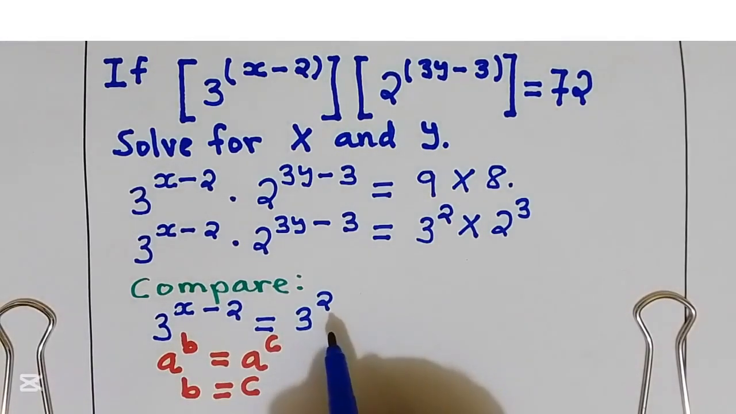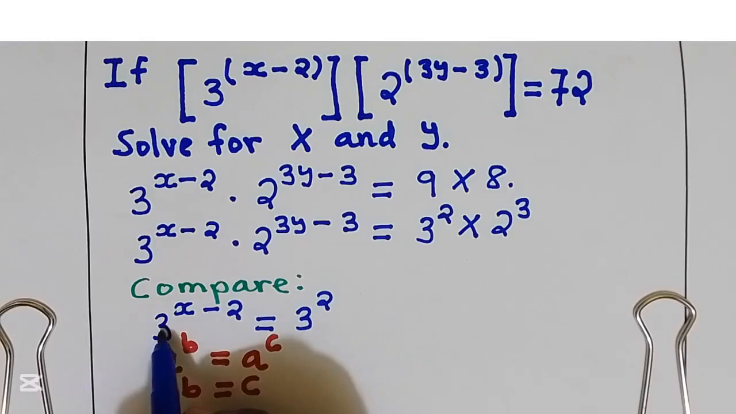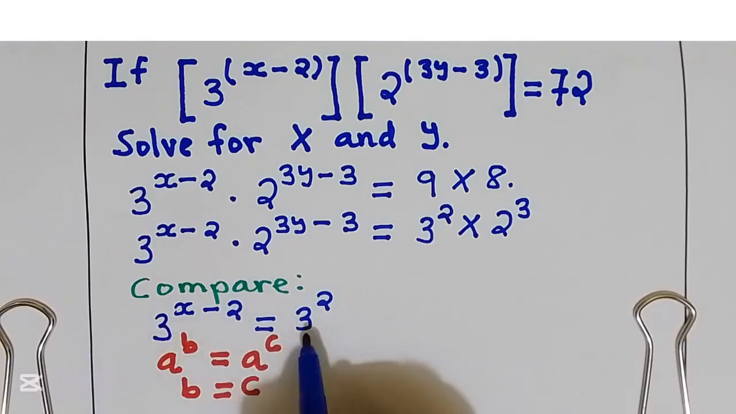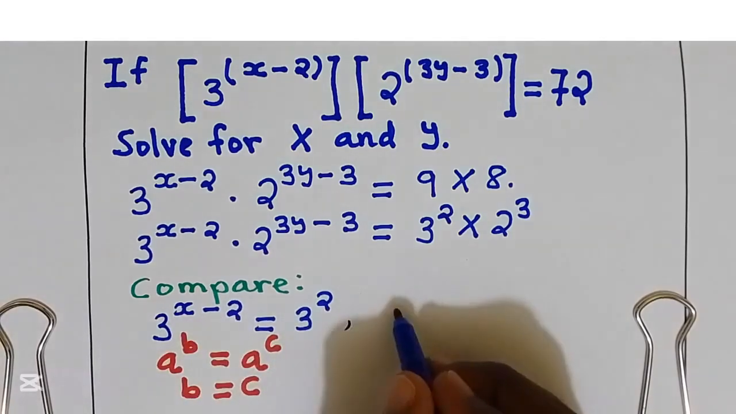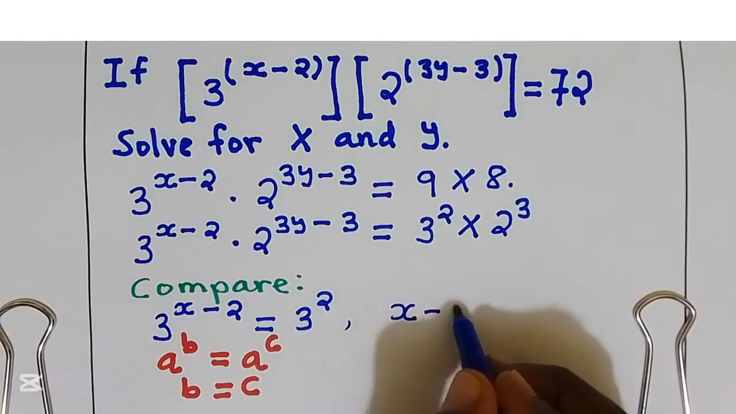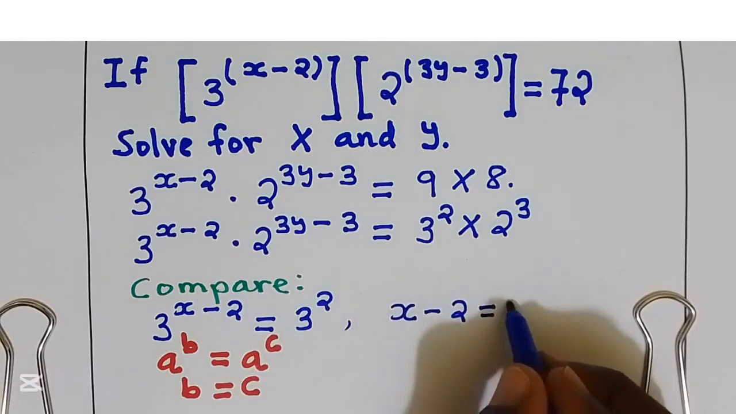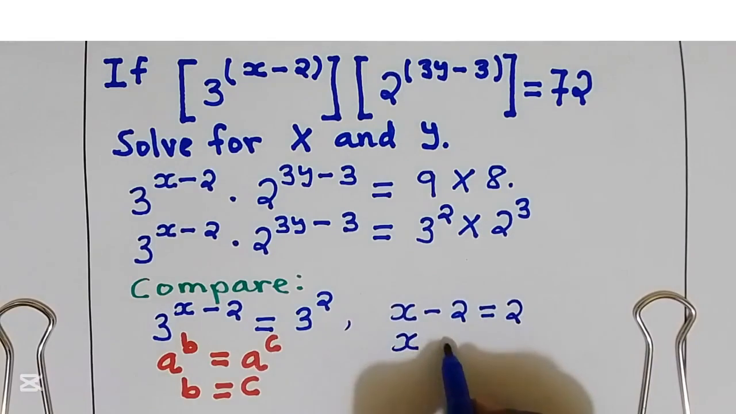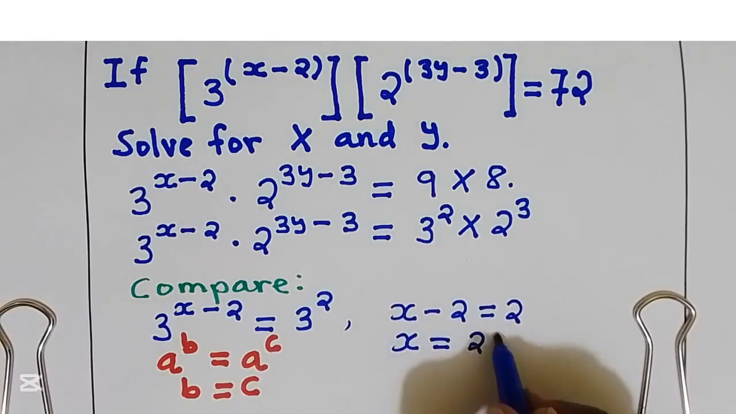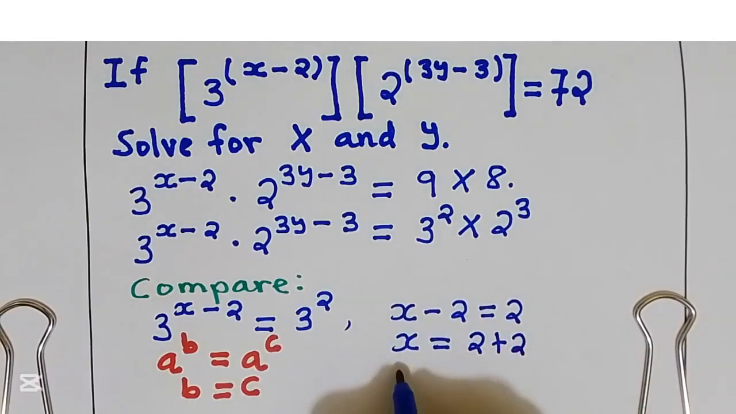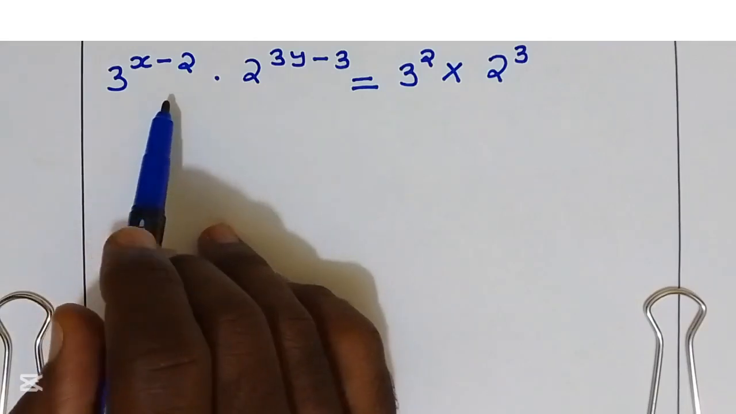In that case, I have a base of 3 here and a base of 3 there. Now x minus 2 is equal to 2. We have x minus 2 equal to 2. Now x is equal to 2 plus 2, which is going to give us x is equal to 4. Already we get the value of x.